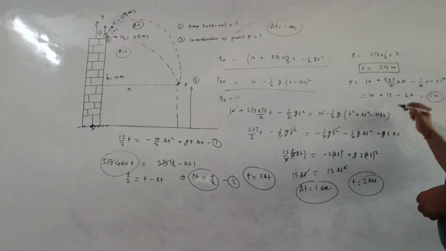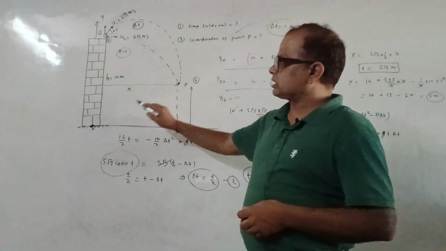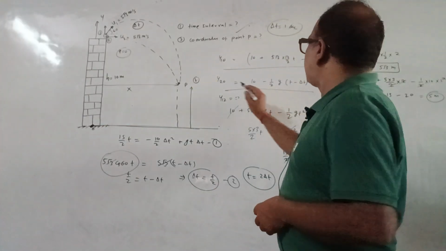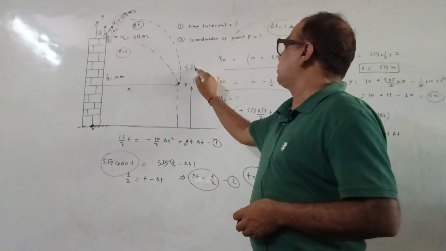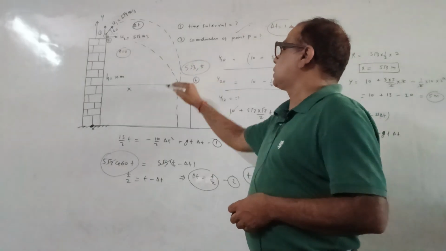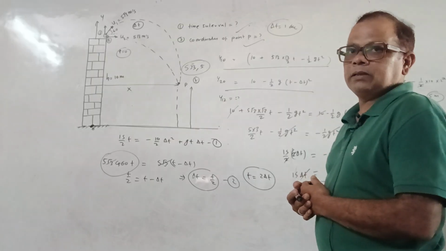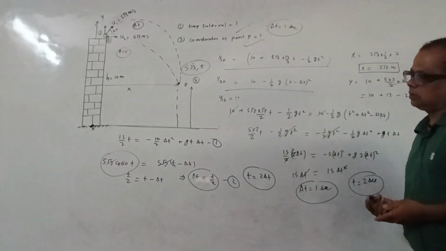So the coordinate of this point with respect to the ground: the x coordinate will be 5 root 3 and the y coordinate is 5. So overall the coordinates of point P are also found. So we can do this problem in this way.